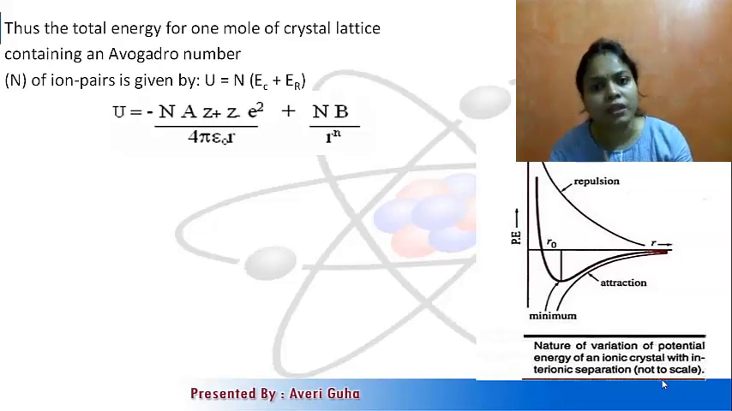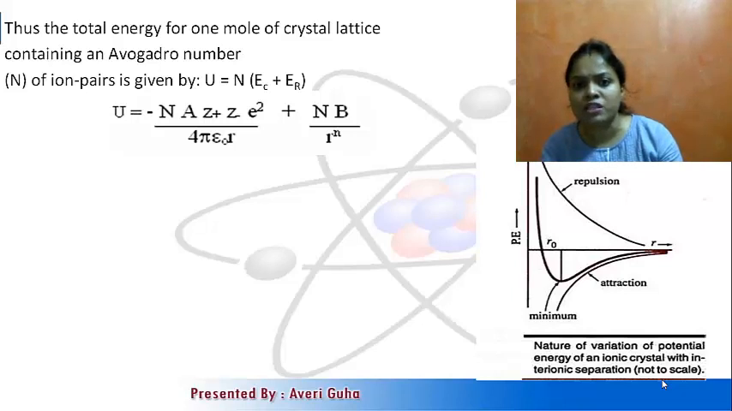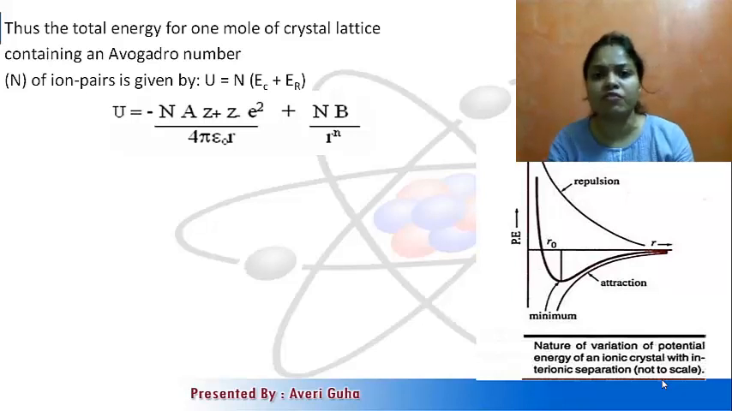Now this particular distance where the potential energy is minimum, we can say that at this particular point it is the equilibrium position. That means the attractive and the repulsive forces get mutually balanced. This is the point where the bonding occurs, and we can say this distance is my bonding distance for that particular crystal lattice. The potential energy corresponding to this bonding distance is my desired lattice energy.